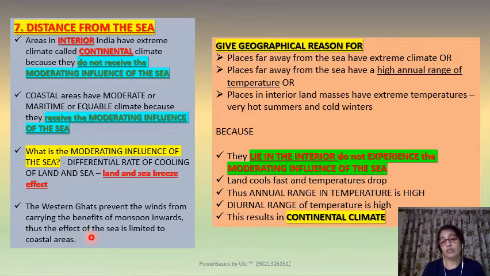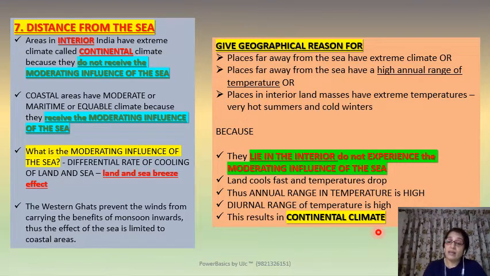Now, give geographical reason for this. Just apply the same thing here. Places far away from the sea have extreme climate, or they have continental climate. Places far away from the sea have high annual range of temperature. Or places in interior land masses have extreme temperatures, very hot summers and very cold winters. Or they have high diurnal range of temperature. Everything is because they lie in the interior. The word interior is important, and they do not have the moderating influence of the sea. Land cools fast, temperatures drop. Thus annual range in temperature is high. Diurnal range is also high, and this is continental climate.